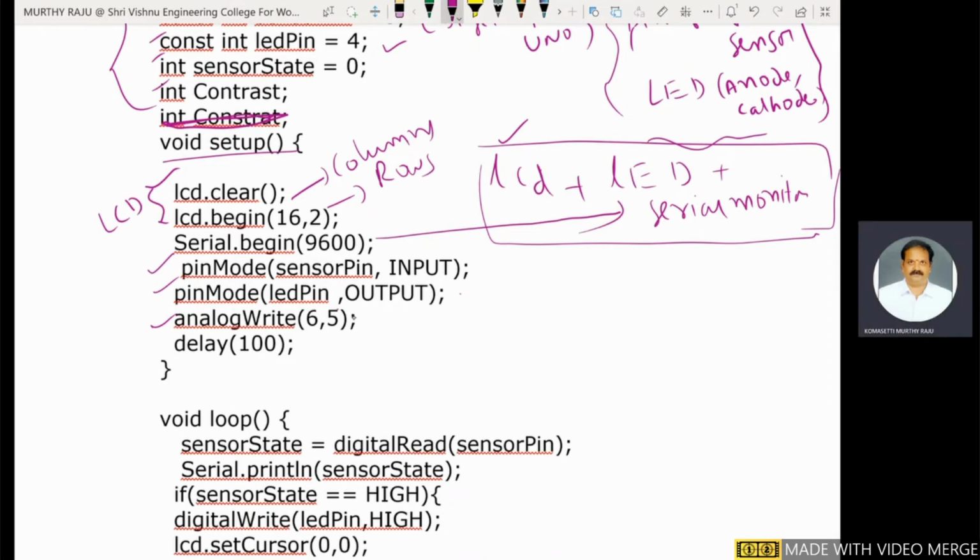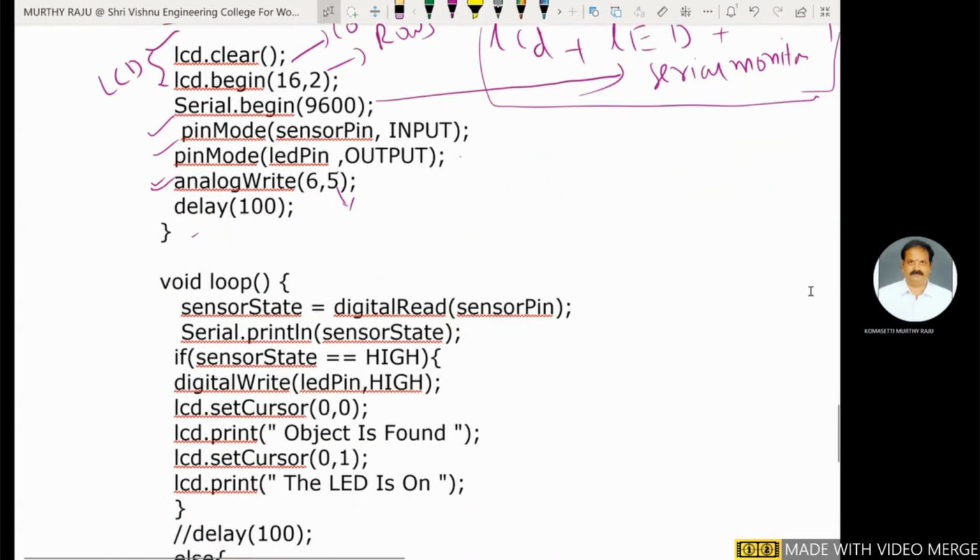The contrast pin of that LCD is connected to a pulse width modulated pin, that is the 6th pin of that Arduino board. Here we indicate some values, and based on those values, the contrast of that LCD screen changes. Instead of a potentiometer, just write this, and the contrast value changes. Delay is 100 milliseconds. In the void setup, these are the things discussed.